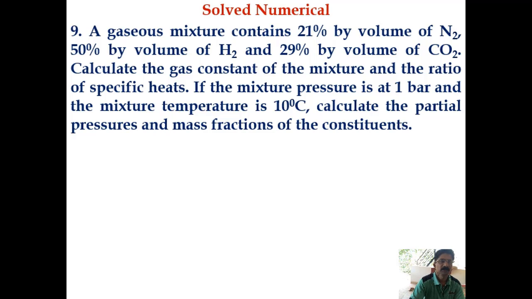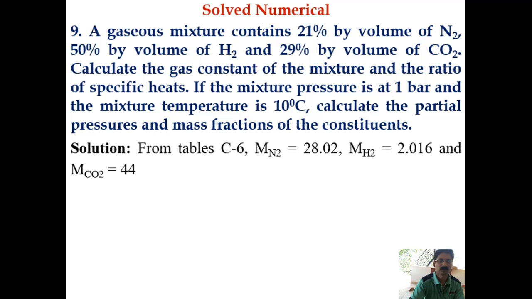A gaseous mixture contains 21% by volume of nitrogen, 50% by volume of hydrogen and 29% by volume of carbon dioxide. So this is nothing but the volume fraction of these individual constituent gases. You have to calculate the gas constant for the mixture and the ratio of specific heats. If the mixture pressure is 1 bar and mixture temperature is 10 degrees Celsius, calculate the partial pressures and mass fractions of the constituents.